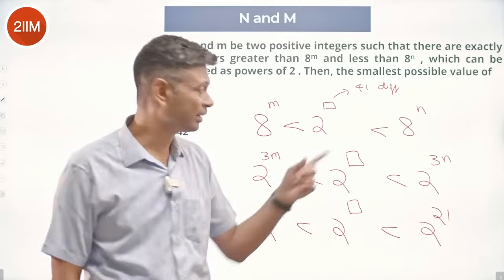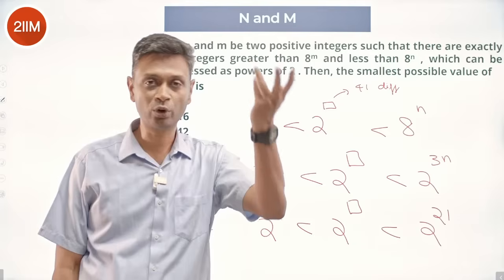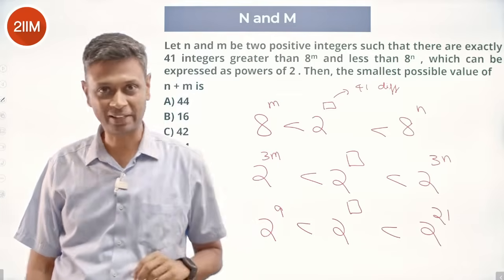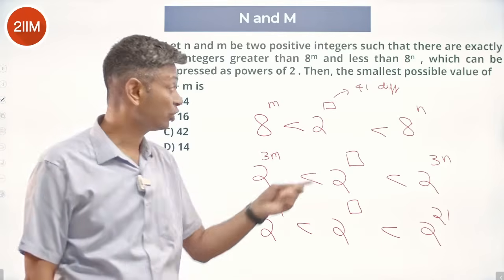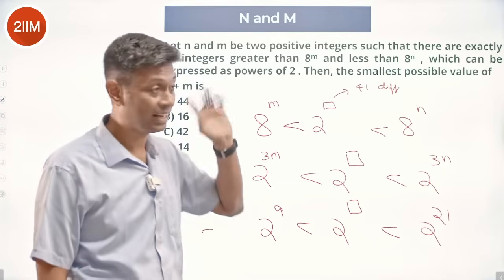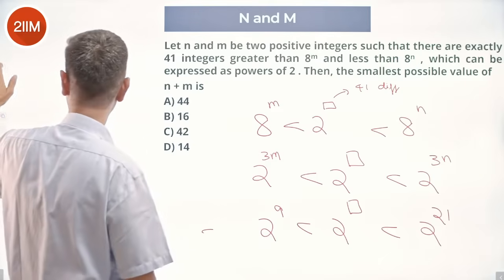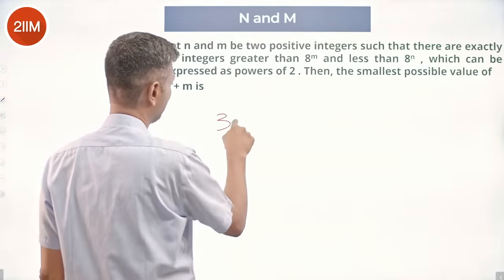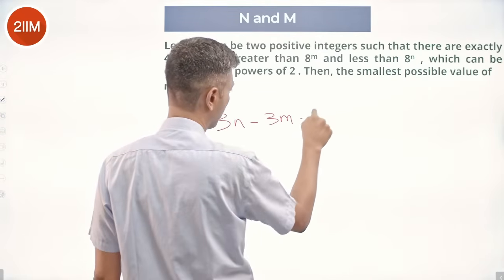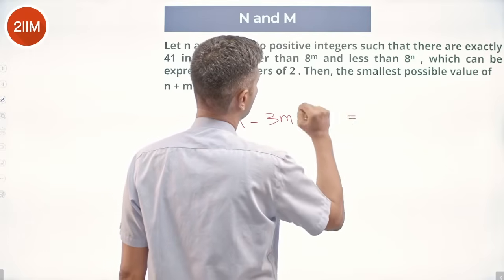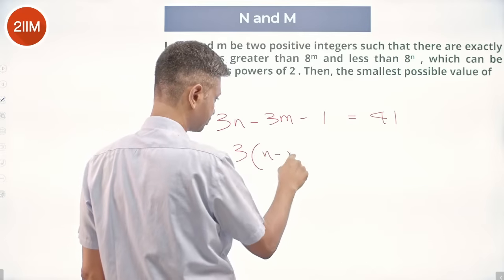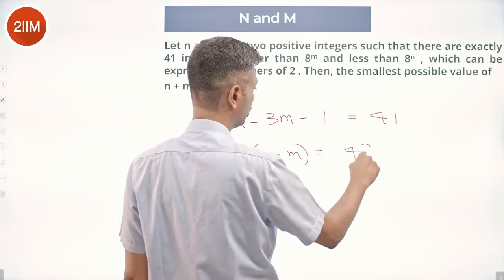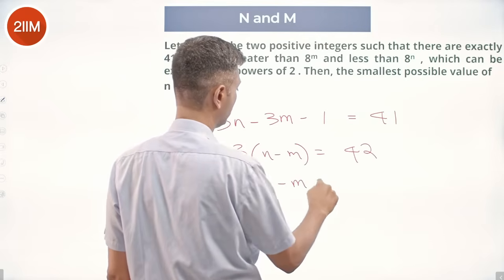When I did this question, I did 3n minus 3m, say 3 times (n minus m). How is it going to be 41? It's not 3 times (n minus m). It is 3n minus 3m minus 1, because it is in between. It's greater than this and less than that. So now we get quite beautifully 3n minus 3m minus 1 equals 41, or 3 times (n minus m) is 42, so n minus m is 14.